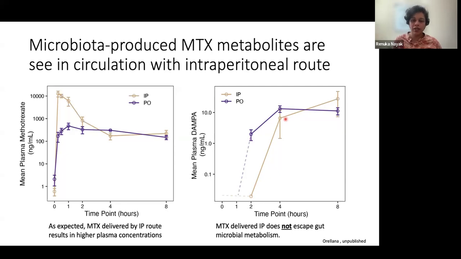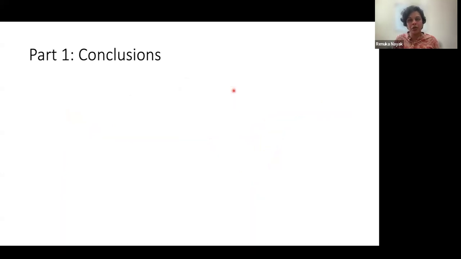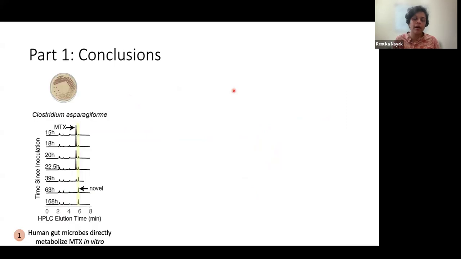So even if you give methotrexate, in this case, intraperitoneally, it's taken up by the peritoneal vasculature, but then gets excreted into bile and gets into the gut and gets metabolized in the gut and gets absorbed again in the gut. And so, even non-oral formulations of methotrexate will encounter the microbiome, and the microbiome can affect methotrexate pharmacokinetics when giving non-oral methotrexate. So this is the first story.